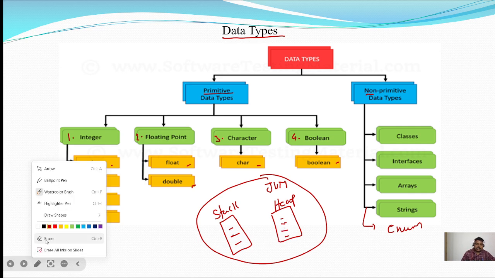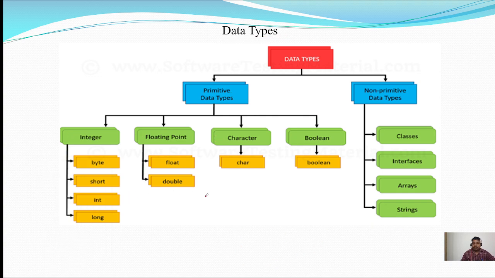Now we can discuss the size and the range of each one. Integer types: byte, short, int and long. These integers are signed, that means they can store positive and negative values. Signed means it can hold a negative value, unsigned means only positive values.